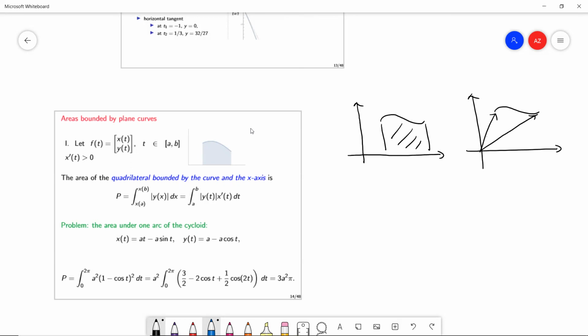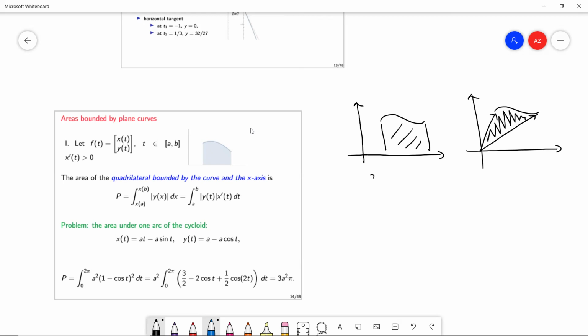So the position vector then describes this area. So there are two questions. Either we would like to compute the area below the curve or the area bounded by the position vector of our curve. And we know how to compute both of them.